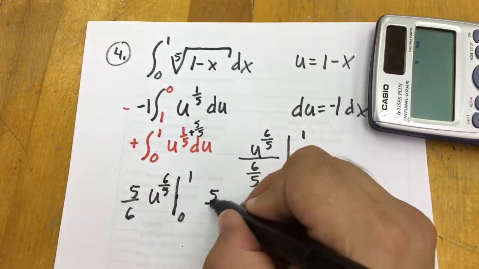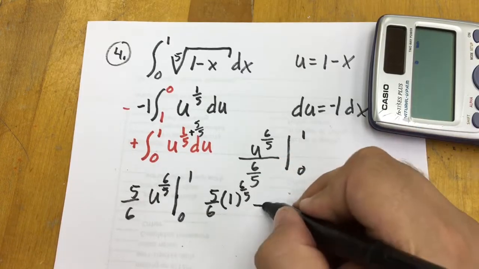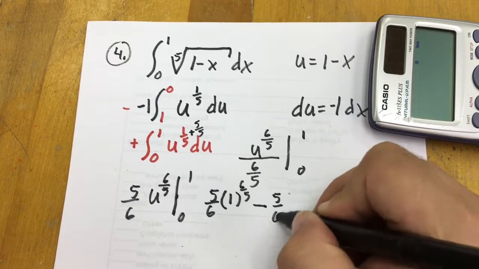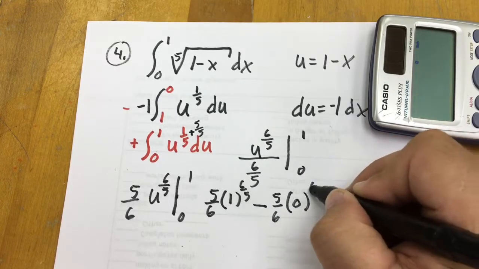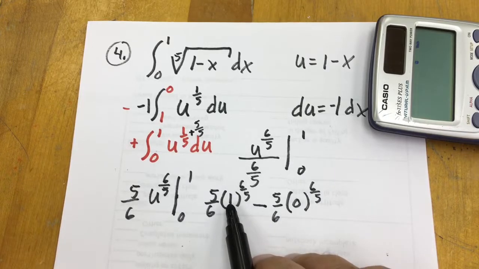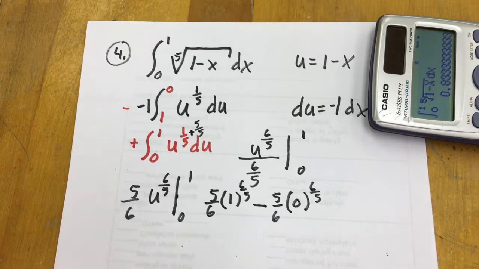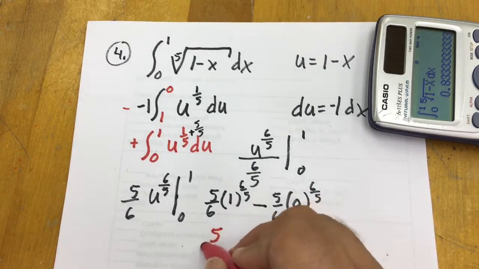And let me enter that: 5/6 times 1 to the 6/5 power, minus 5/6 of 0 to the 6/5 power. Now this is going to equal 0, and this is going to equal 1. So 1 to the 6/5 is just 1. So that final answer is just going to give me 5/6. And notice the answer just came up on the calculator, 5/6.